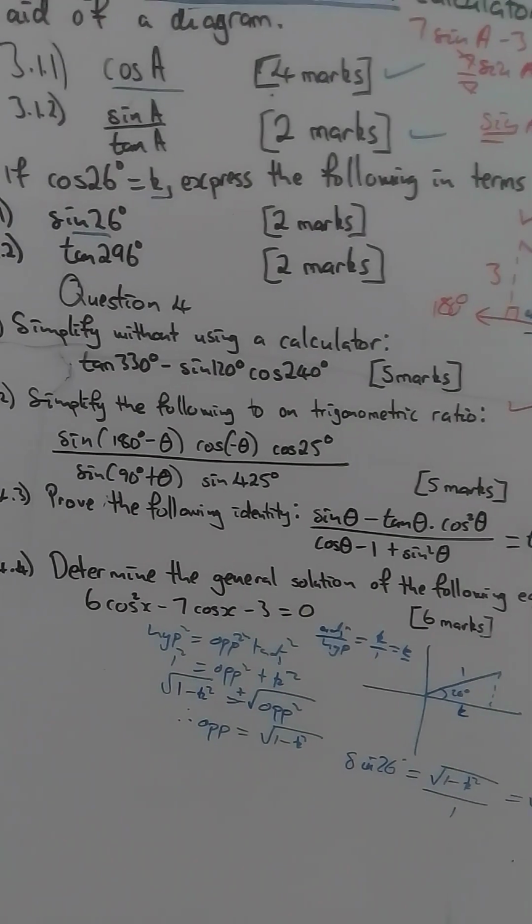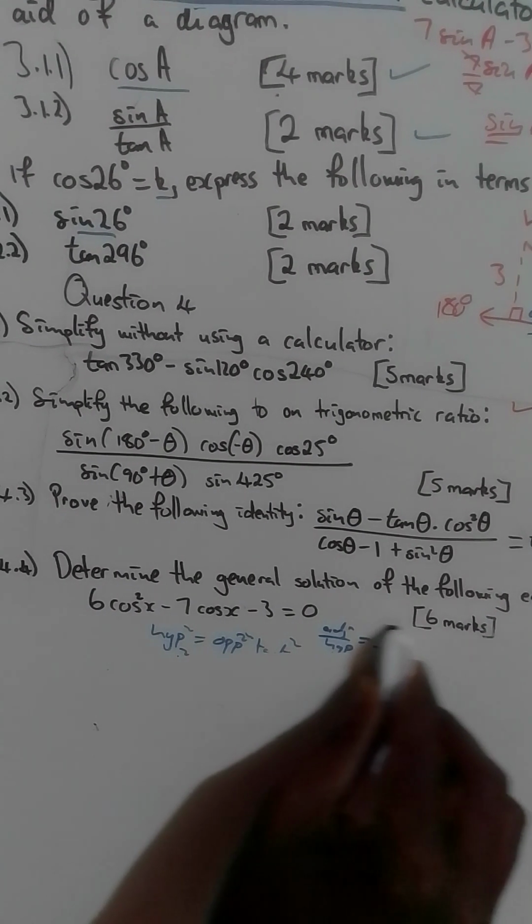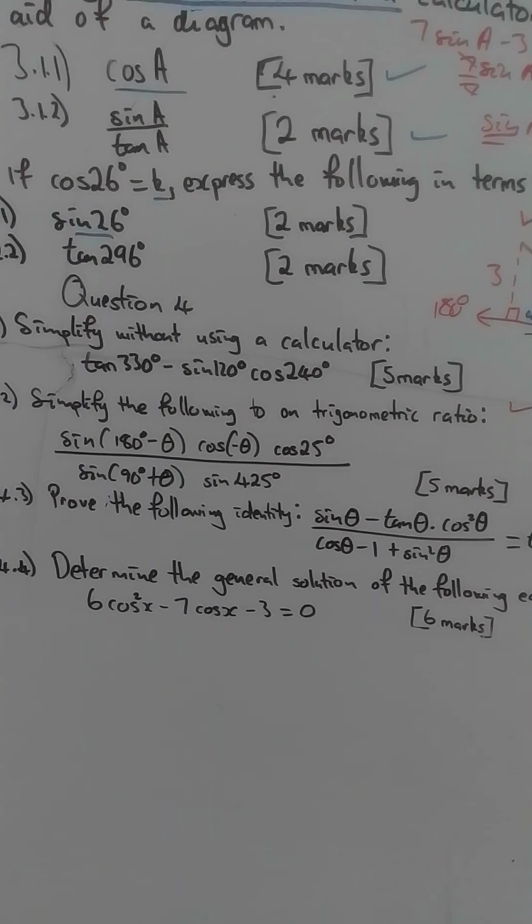All right. So let's go to tan 296 degrees. Now, tan 296 degrees, it's a little bit, what do you call it, tricky.